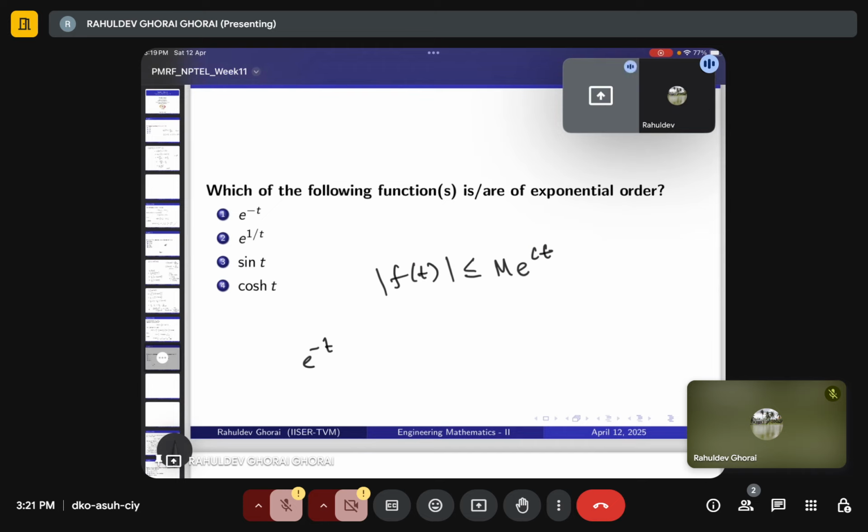this is a little difficult to see directly. So what other approach is there? If there exists alpha so that e to the minus alpha t times f(t) converges to 0. For this case, let's say alpha is half or something, then e to the minus alpha t times e to the minus t tends to 0. So it is of exponential order.